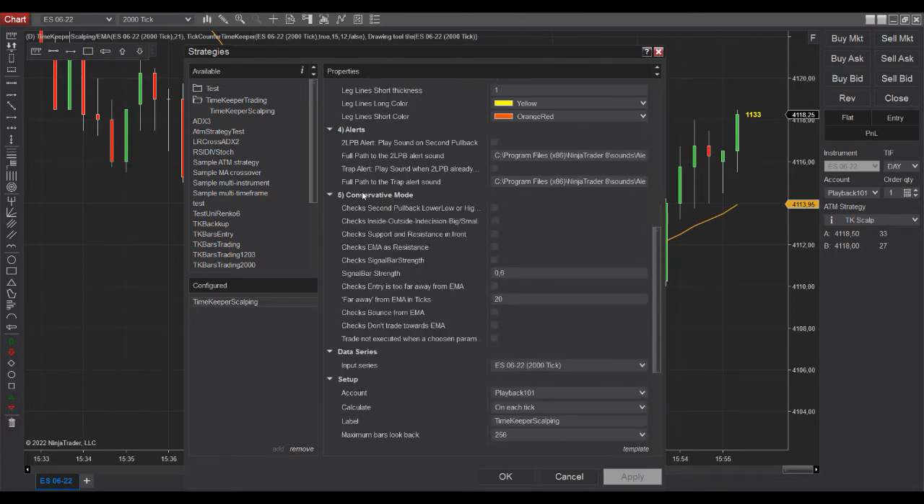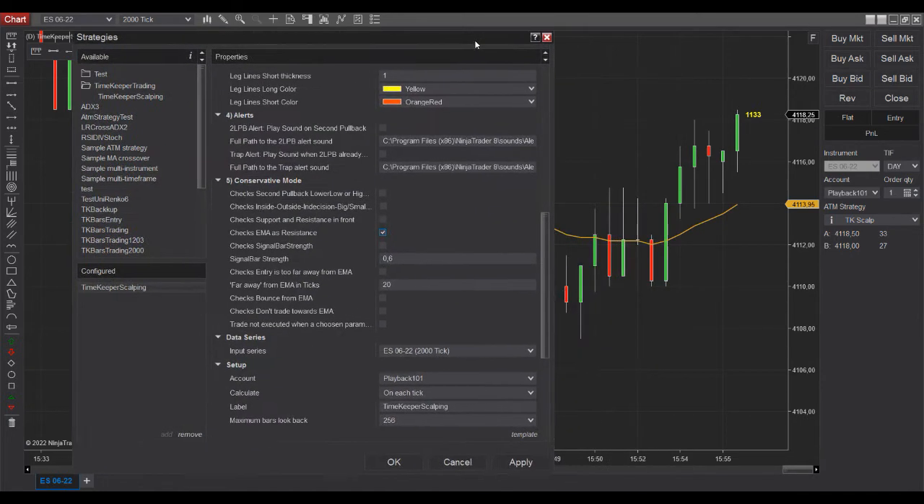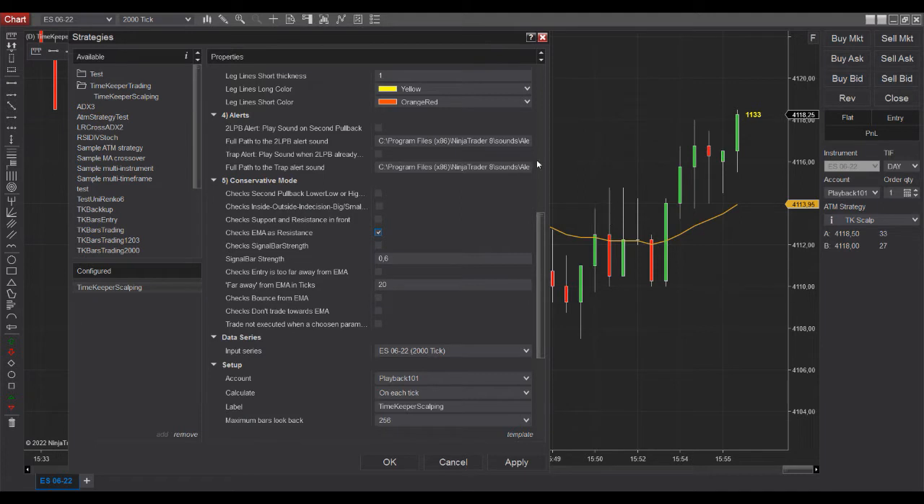And if we go here to the conservative mode, this is very interesting for beginners, for example, or someone else that cannot see every rule that has to be met for their entries or setups. So as an example, if you click this here, check EMA as a resistance, what you will see is the script will now do the work for you.